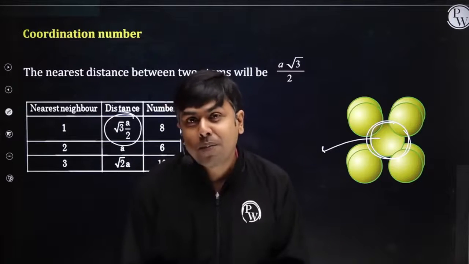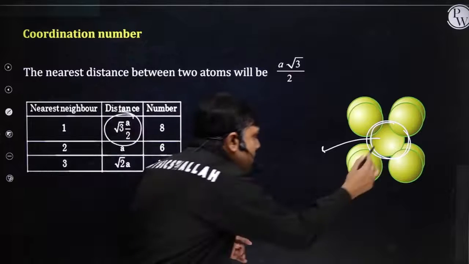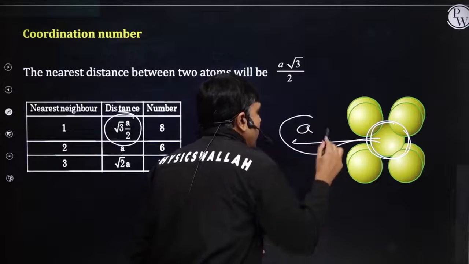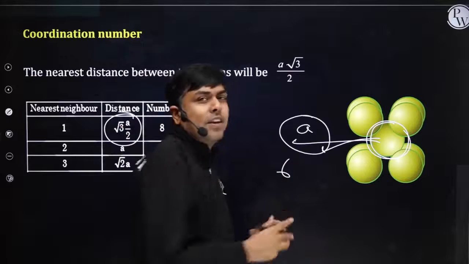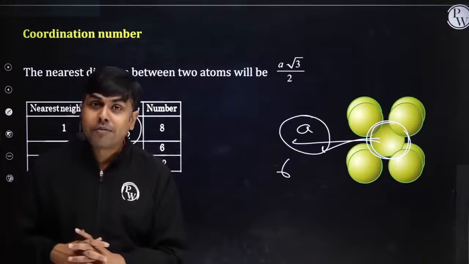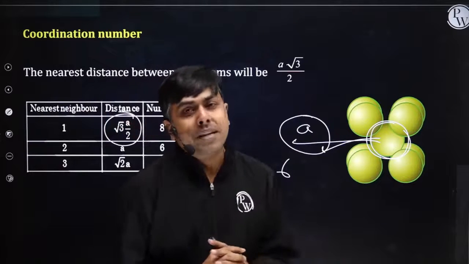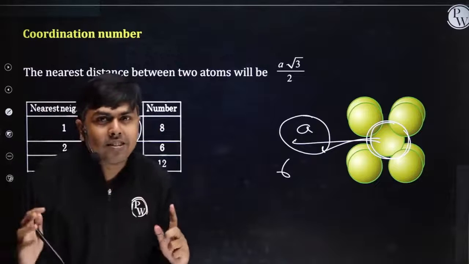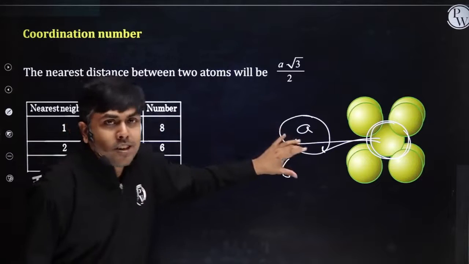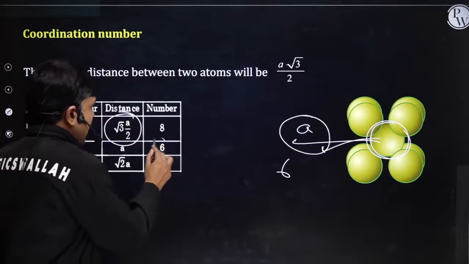If I talk about the next nearest neighbor, if I move at a distance a from here, it will be surrounded by 6 particles. You can imagine your room as a perfect cubical unit cell and then consider it to be a BCC structure and then try to calculate the next nearest neighbor. You will see at a distance of a, it is surrounded by 6 atoms.